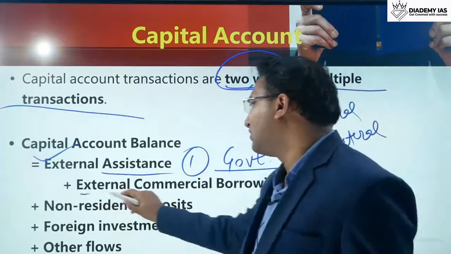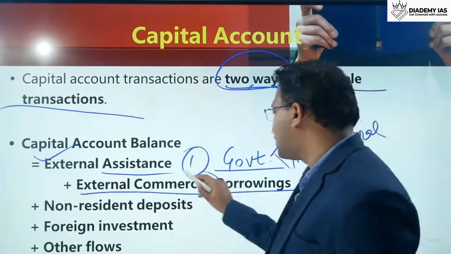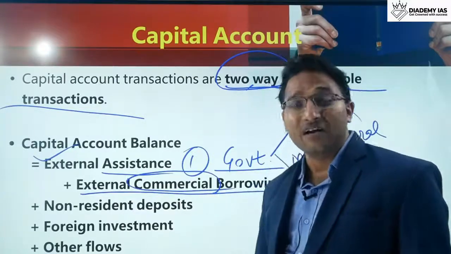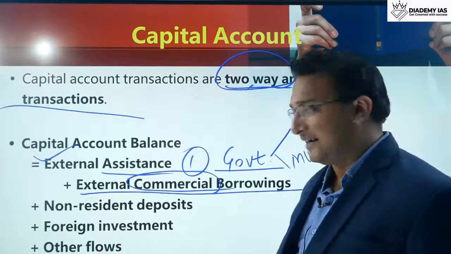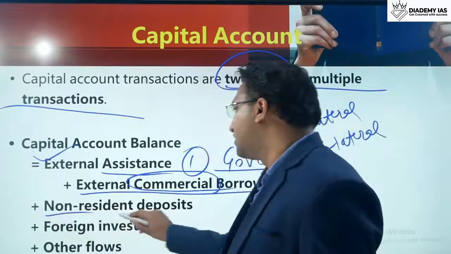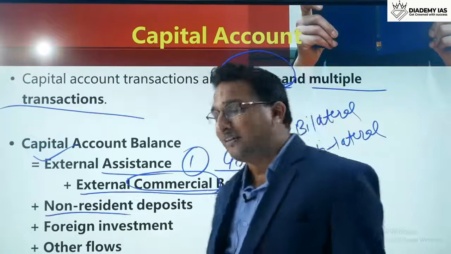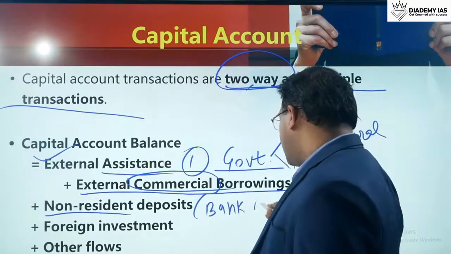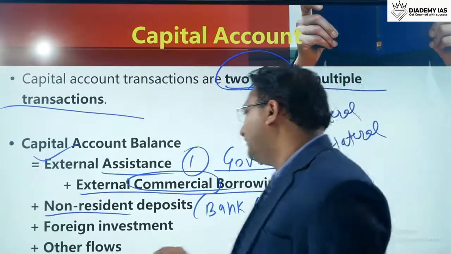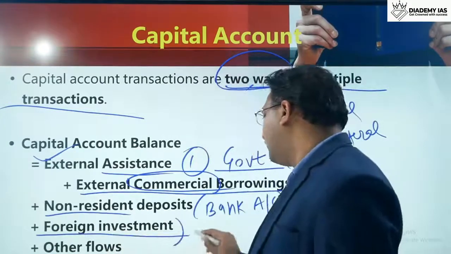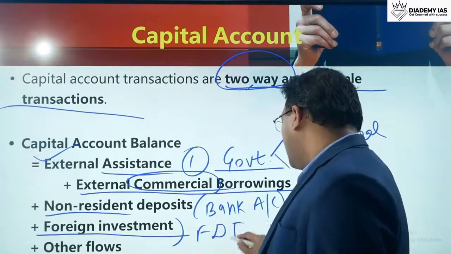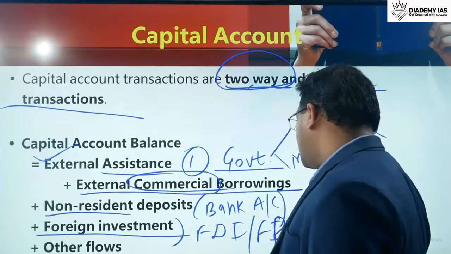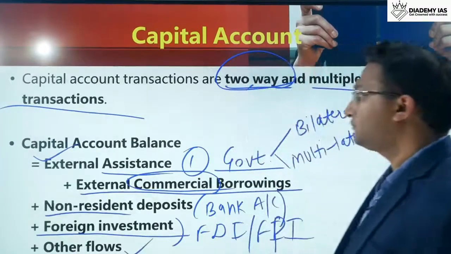Then external commercial borrowing. So this is the commercial borrowing. This is taken for the business purposes. It can be in the form of bank credit, suppliers credit, buyers credit, etc. Non-resident deposit. So the non-resident Indians, when they are depositing the money into the bank accounts of India, that is called non-resident deposit. Foreign investment, it can be in the form of FDI, direct investment, or it can be in the form of FPI, foreign portfolio investment, and other flows.